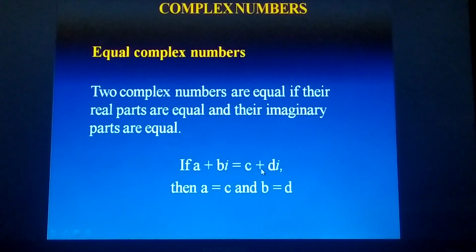So if a + bi = c + di, here two complex numbers are given with an equal sign, so the real parts must be equal, so we can say a = c, and the imaginary parts are equal, so bi = di, so b = d.